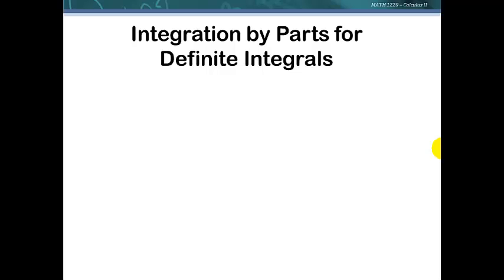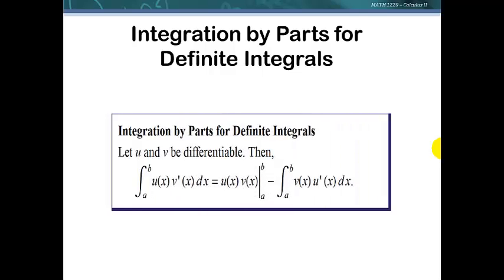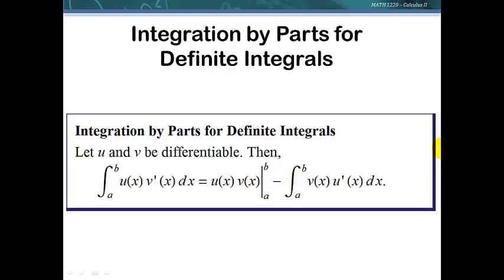Now what if we had a definite integral? Well, it's going to work the same way. We're going to have u and v differentiable functions, but if we want to integrate from a to b, u of x, v prime of x dx, we're still going to have uv, but we're going to need to evaluate it from a to b, and then minus the integral, and we'll need the limits of integration, v du. So same formula, just applying our limits of integration.